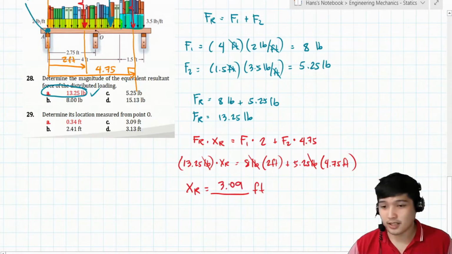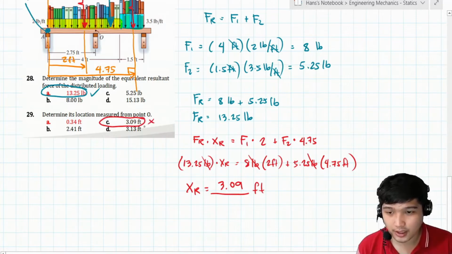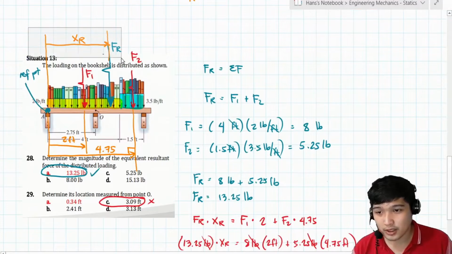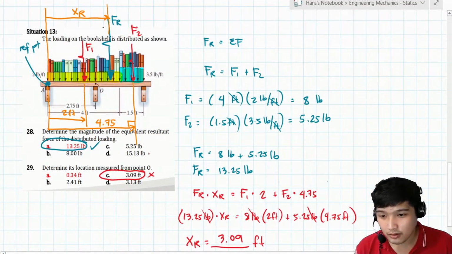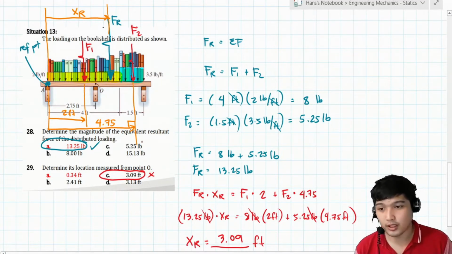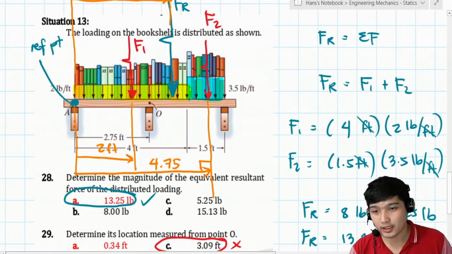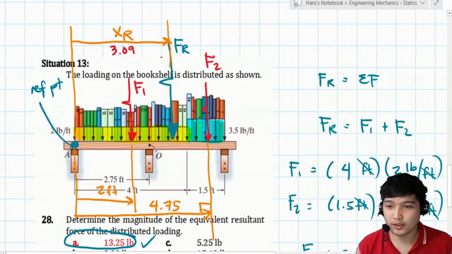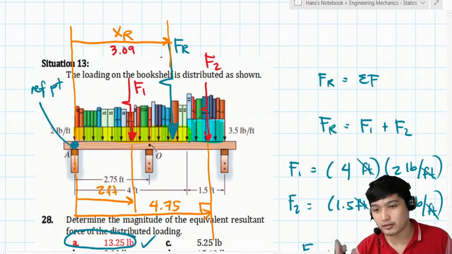So, wag magpadalos-dalos dahil ang 3.09 ay nasa choices at hindi yan yung sagot. Dahil ang XR na yan is the distance nung resultant force measured from A. Okay? Measured from A. Eh, ang tinatanong, from O. No? From O. Ngayon, ano pala yung ano natin dito? Conclusion natin. So, kung ang distance niya ay 3.09, so ano siya? Is it on the right side of point O or on the left side?